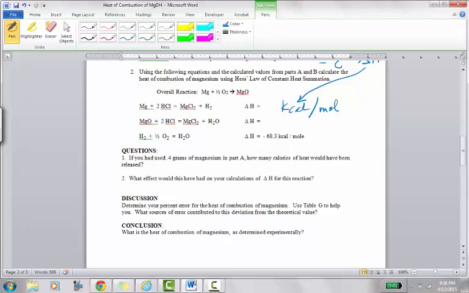Once you have that, you can go ahead and use Hess's law and add those equations together in whatever way you need to, including that water equation, in order to obtain the overall reaction that we were looking for. Magnesium and oxygen create magnesium oxide. Good luck!